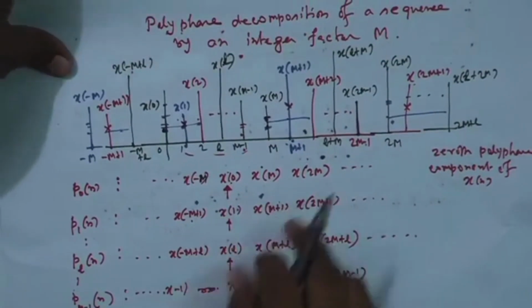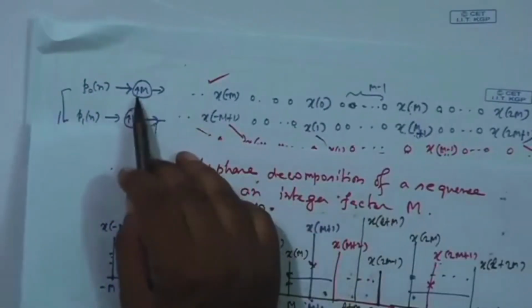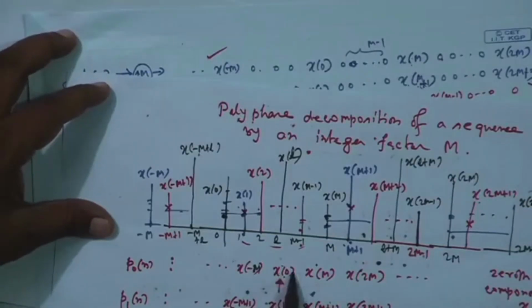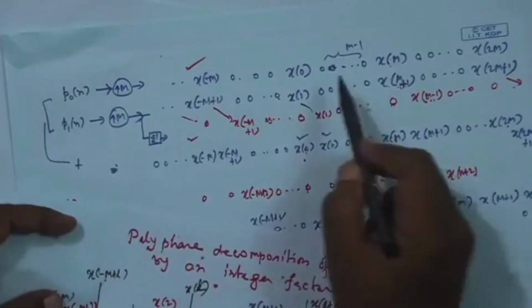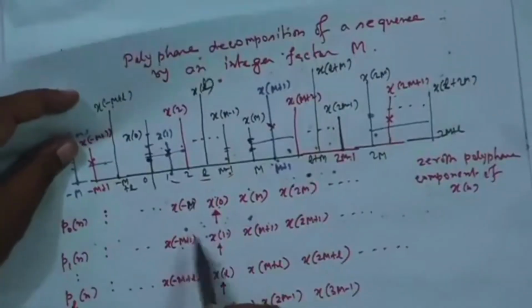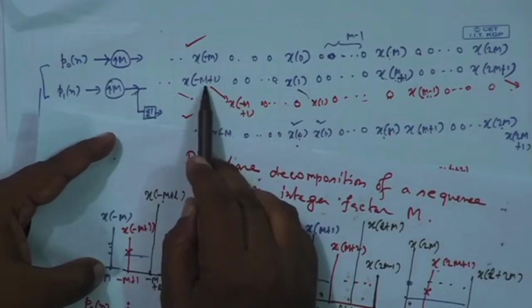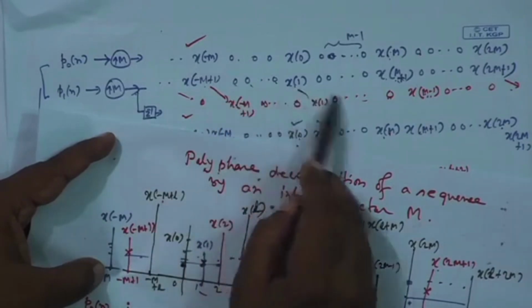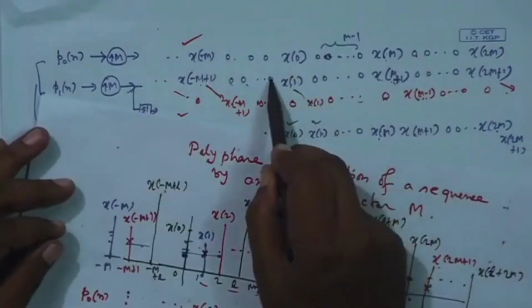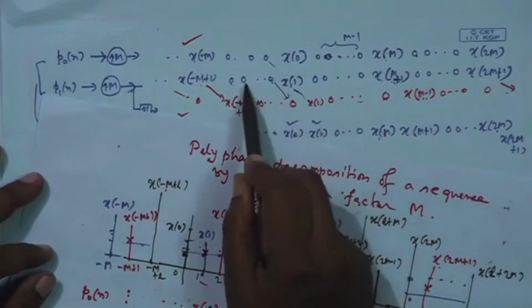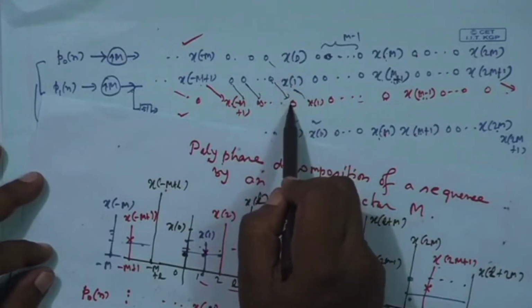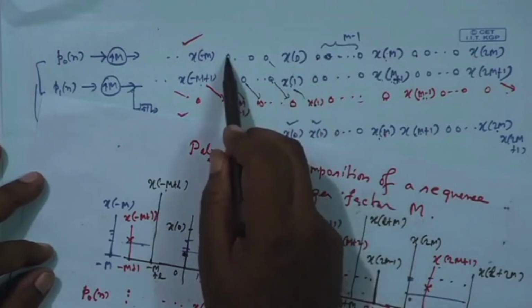Now from this, you remember we could get back the original sequence. How? You first expand P0(n): between these two samples, M minus 1 zeros, between the next two, M minus 1 zeros, like that. Then P1(n) also you expand, M minus 1 zeros between samples. Then this sequence is shifted, delayed by 1 at the faster clock. So x1 will go there, like that. If you add the two, x0 plus 0 is x0, x1 plus 0 is x1, and so on.